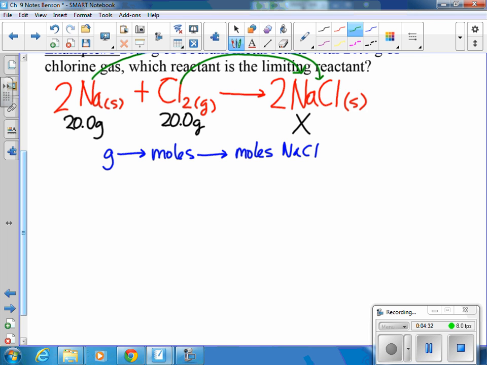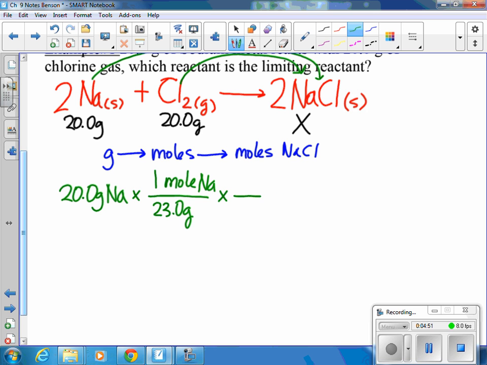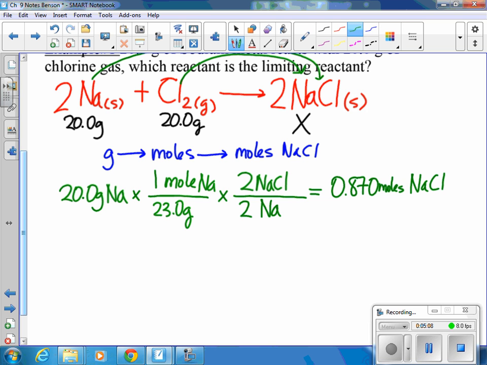So the first thing I'm going to do is take the first one, 20 grams of Na, and I'm going to say that in 1 mole of Na, I have 23.0 grams of it from my periodic chart. And then I'm going to take a look at my mole to mole ratio. Unknown is NaCl to 2 moles of Na. And so when I go ahead and calculate this out, I'm getting 0.870 moles of NaCl. Okay, so let's do the other one.